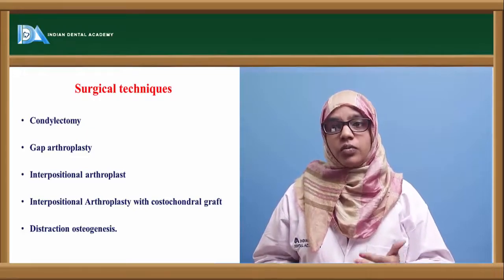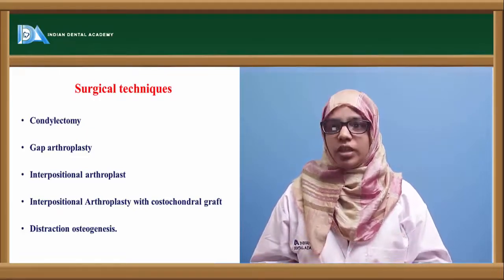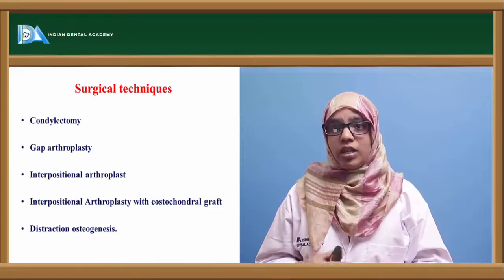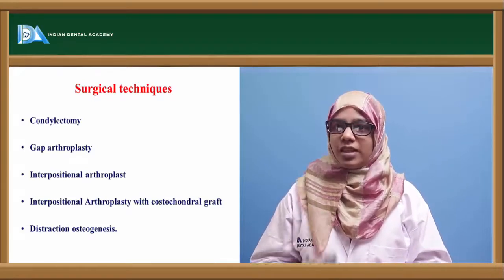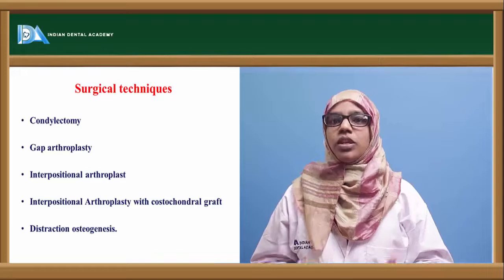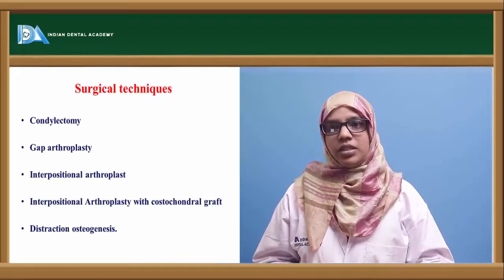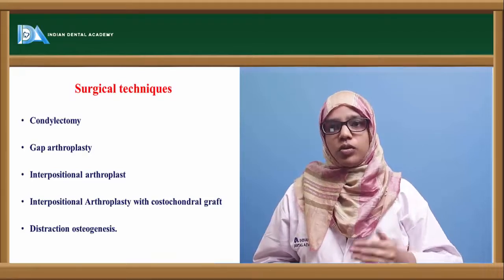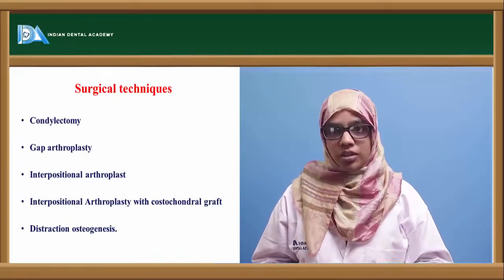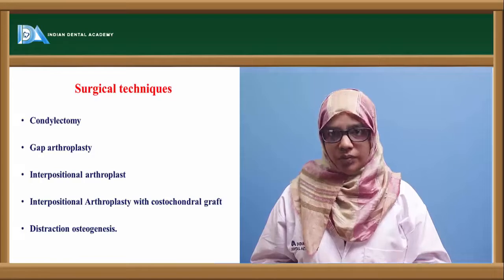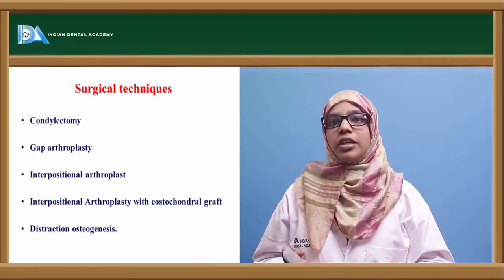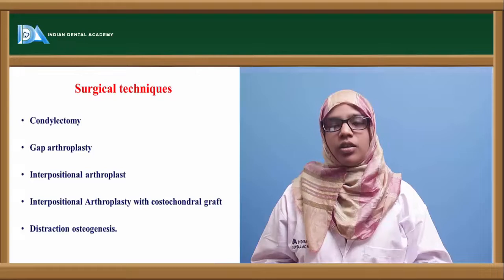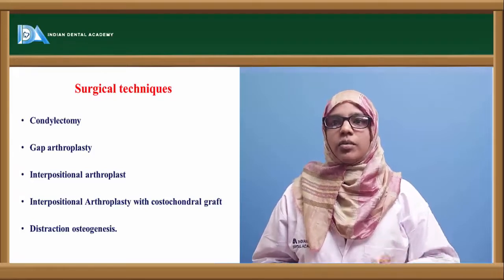So to avoid this, we started using interpositional gap arthroplasty. Interpositional means you're putting something inside the gap so that the reunion doesn't take place. Now this interpositional gap arthroplasty can also be done with the use of cartilage or costochondral graft. Or the other treatment modality could be distraction osteogenesis. We'll take a look at each of these step by step.